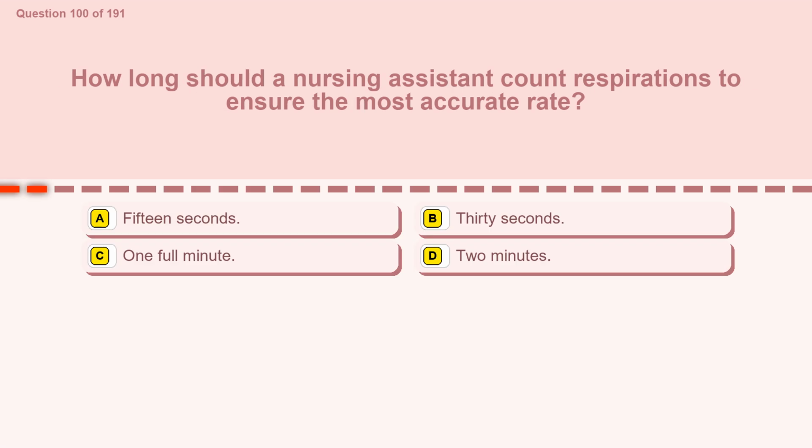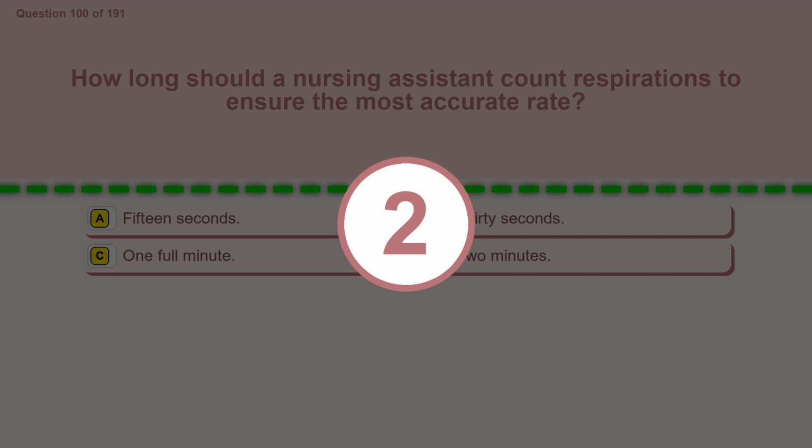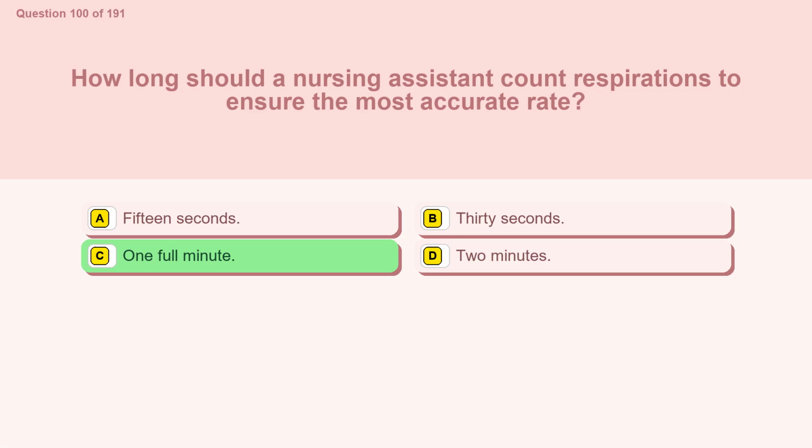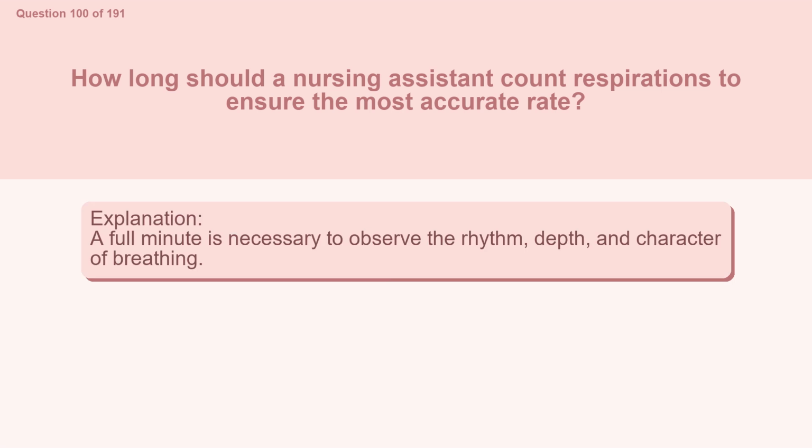Question 100. How long should a nursing assistant count respirations to ensure the most accurate rate? Option A, 15 seconds. Option B, 30 seconds. Option C, 1 full minute. Option D, 2 minutes. The correct answer is option C, 1 full minute. A full minute is necessary to observe the rhythm, depth, and character of breathing.